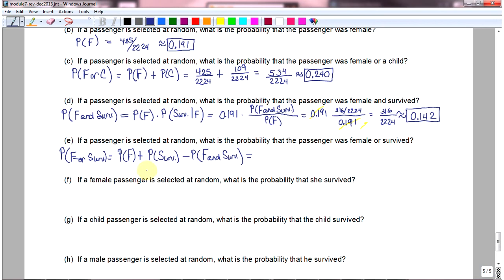Okay, well all of these values we found earlier. So for the first one, and let me write it underneath so that it's clear, the probability that a passenger was female was 0.191, plus the probability that the person survived was 0.347 approximately, minus the probability that they were female and survived, we just found that in part D, came out with 0.142, and this is going to give us 0.396.